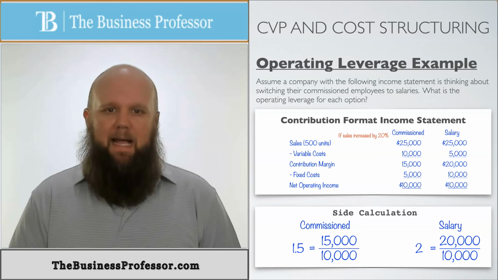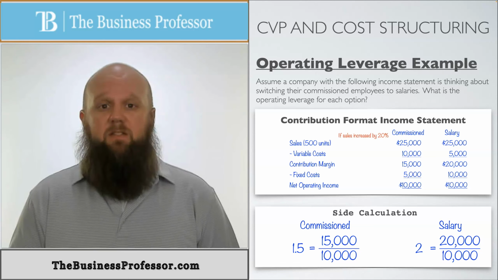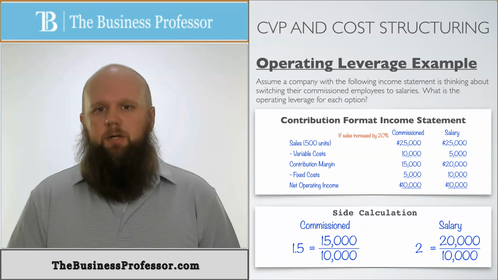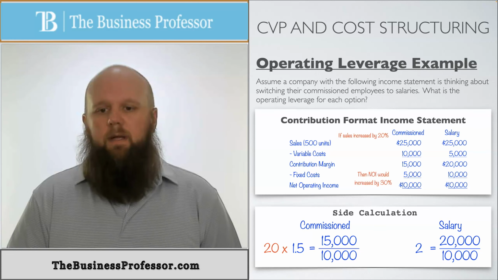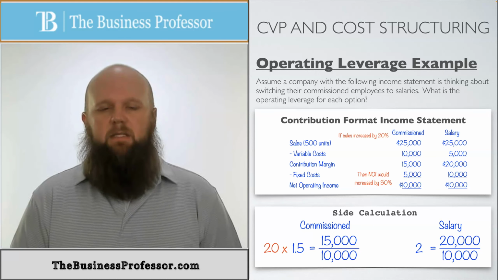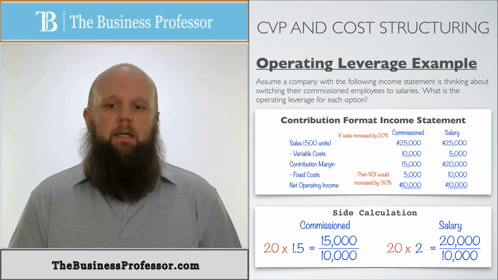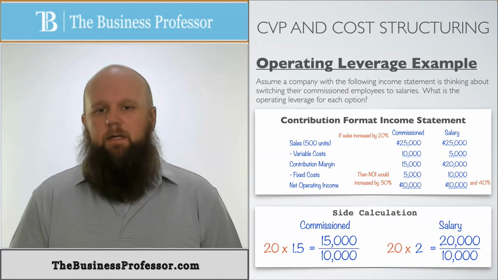So what we do is we take the magnitude of the percentage increase in sales, so 20%, we're going to take 20, and we're going to multiply it by the degree of operating leverage. So we'll take 20 times 1.5. That means that our net operating income will increase by 30%. So a 20% increase in sales will translate to a 30% increase in net operating income based on our degree of operating leverage. From the salary side, again, 20% times the 2, that means under the salary, our net operating income will increase by 40%.